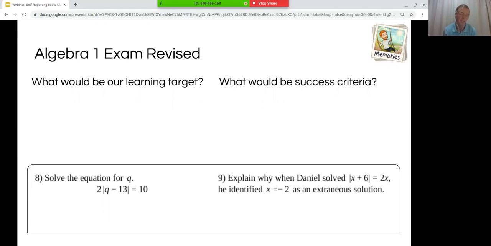Maybe that's our learning target. That might be a little big, maybe 2 days worth of learning, 3. And success criteria could be something like, I can explain what a solution of an absolute value equation represents, all right? I can evaluate absolute value equations. I can solve absolute value equations, stuff like that, okay?